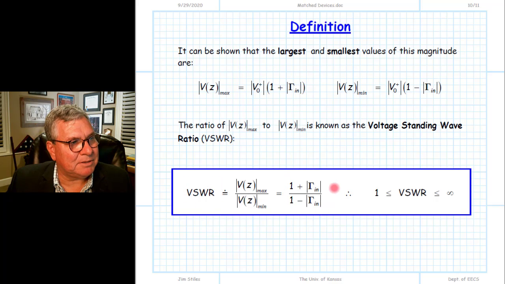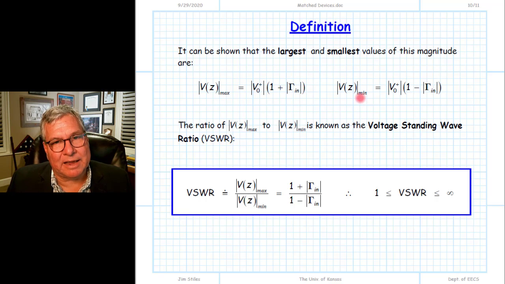And of course, what happens if you look at this transformation is when gamma in is equal to 0, which of course is what we want, the VSWR is equal to 1. And what that means, of course, is that the maximum magnitude and the minimum magnitude are the same value.